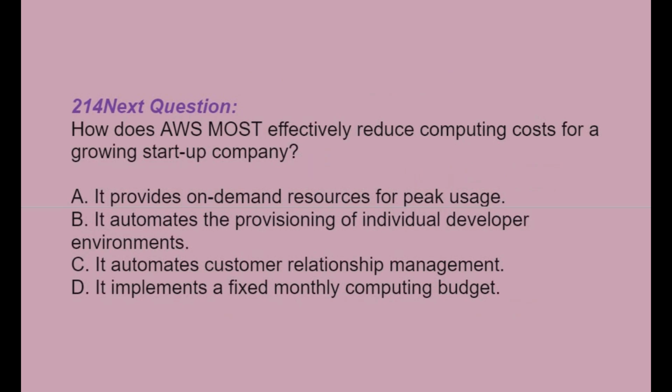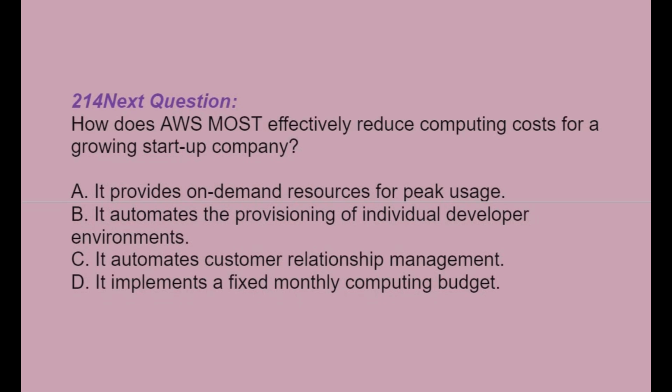Question is, how does AWS most effectively reduce computing costs for a growing startup company? Option A, it provides on-demand resources for peak users. Option B, it automates the provisioning of individual developer environments. Option C, it automates customer relationship management. Option D, it implements a fixed monthly computing budget. Correct answer is option A.